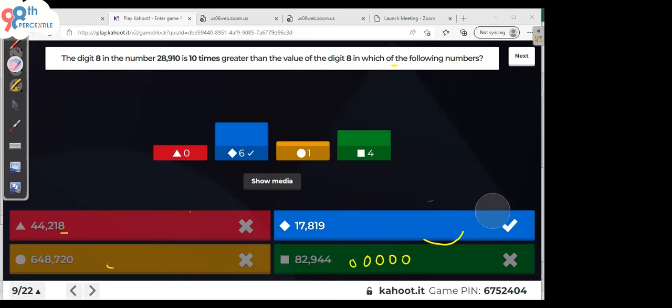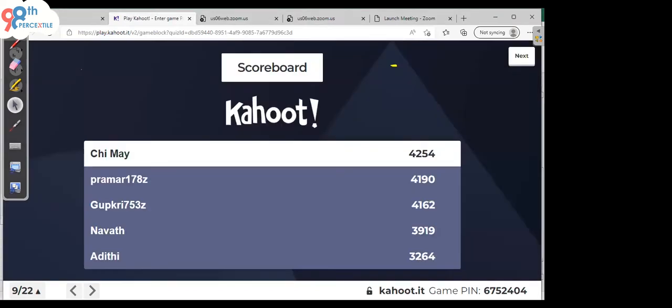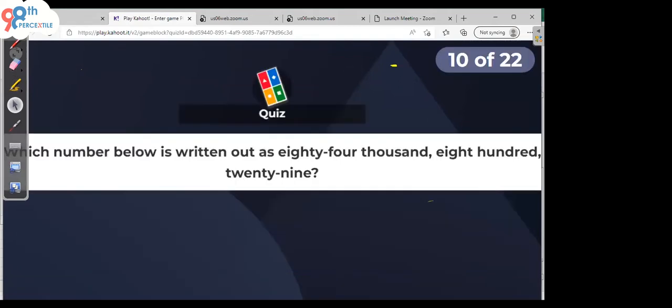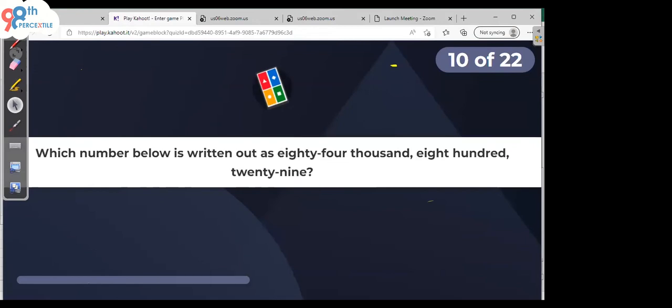Okay, with that, let us check who is leading now. Okay, Chimay is again leading, then Gupkri, Navat, Mirai, and Pramar. Very good. Next question.